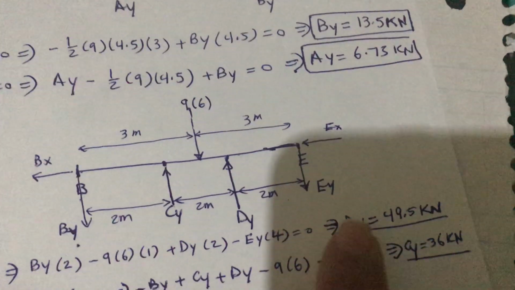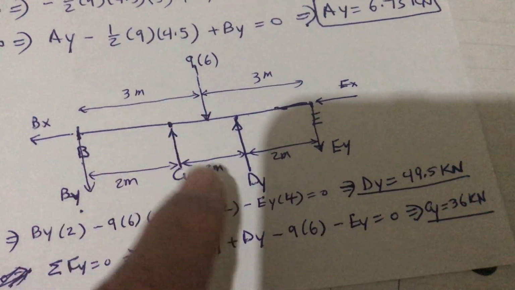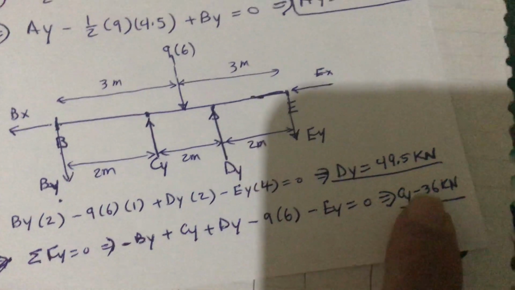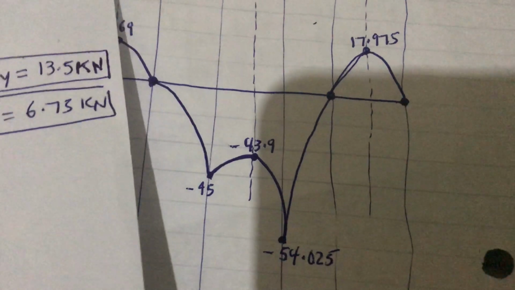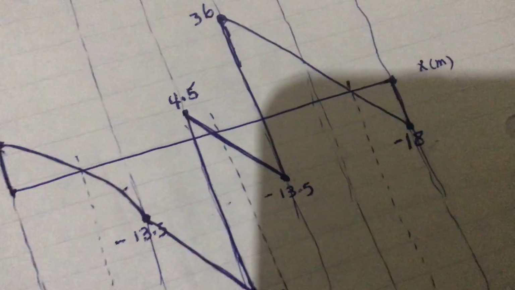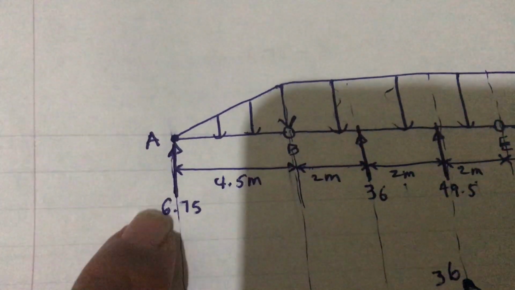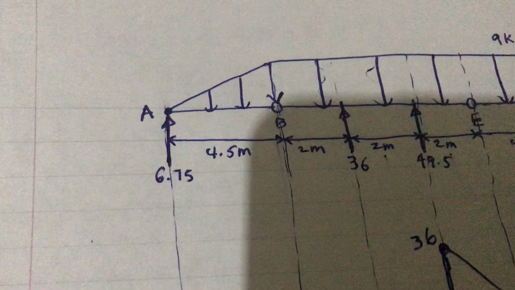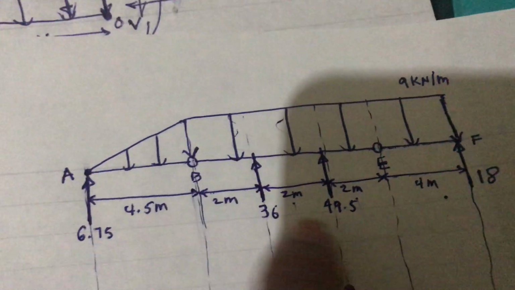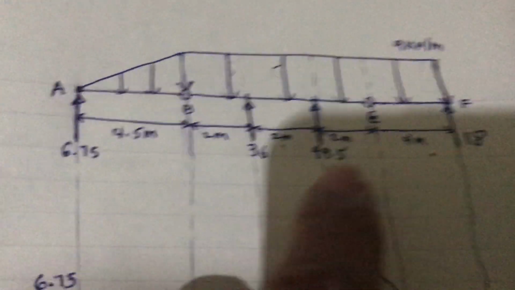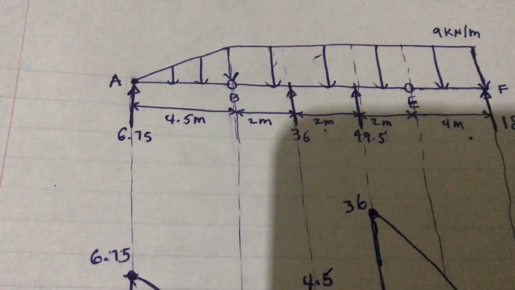Okay? Dy. Summation of forces in the y: down, up, up, down, down. And you could find Cy, 36 kilonewton. Once we find everything, now we should put the numbers of all the reactions. 6.75 kilonewton, and Cy 36, 49.5, and then 18.